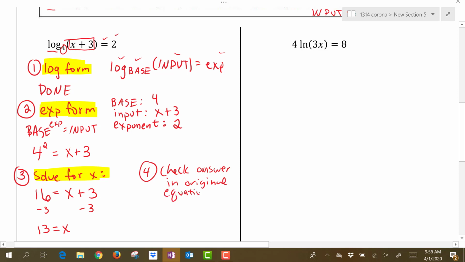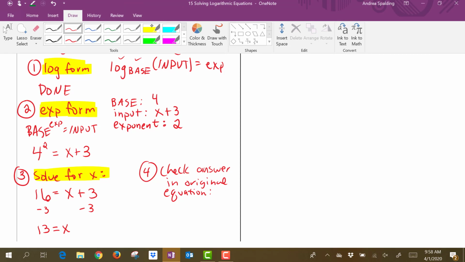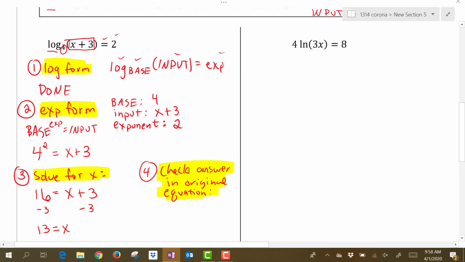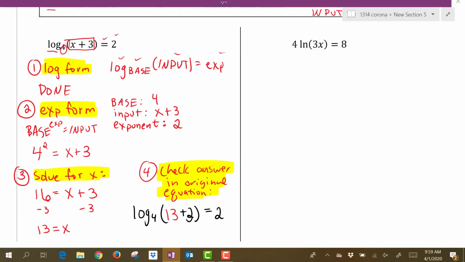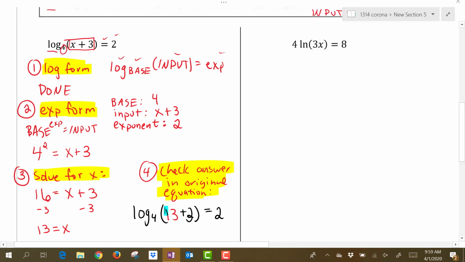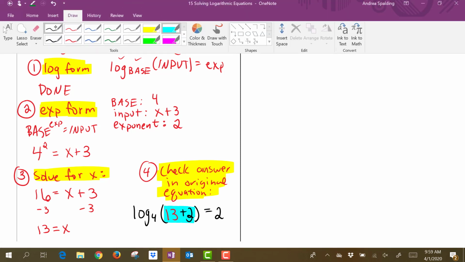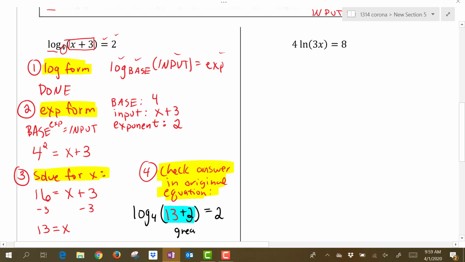Step 4 is to check this answer in the original equation. So I'm going to go back up to the very original equation, and in place of x plus 3, I'm going to put 13. All I want to make sure of is that the input that goes inside the log is greater than 0. As long as it's greater than 0, then our solution checks out.